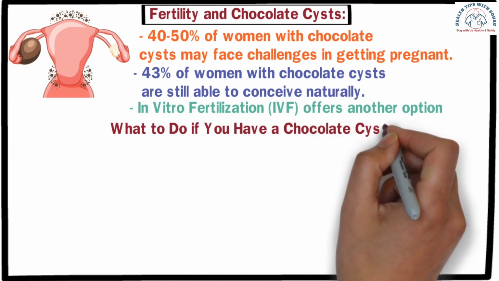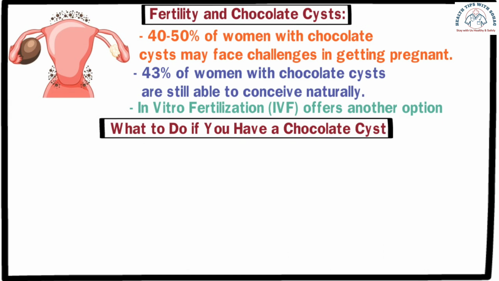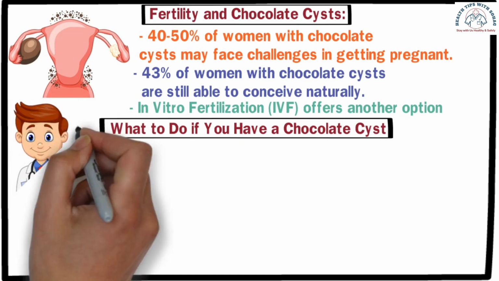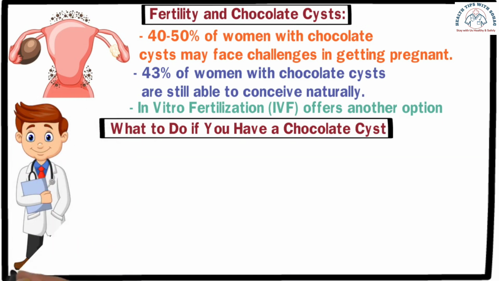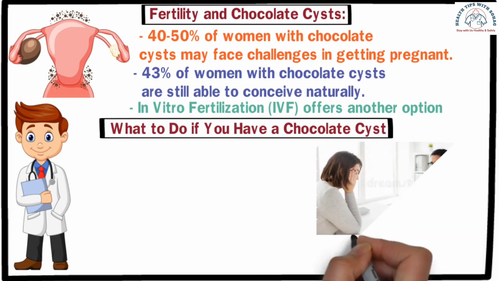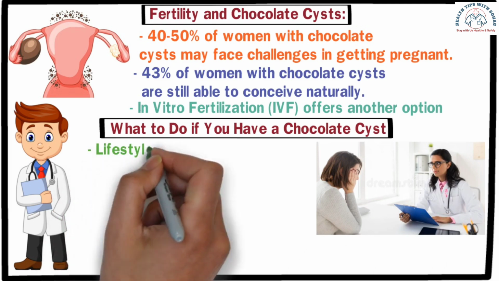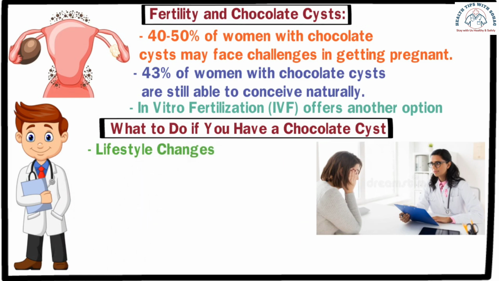What to do if you have a chocolate cyst? If you are diagnosed with a chocolate cyst and wish to conceive, it is crucial to consult an infertility specialist. These specialists will consider factors such as your age, the size of the cyst, and your ovarian reserve to devise the best treatment plan for you. It is not always necessary to undergo surgery immediately, and having a chocolate cyst does not mean you cannot have a baby.